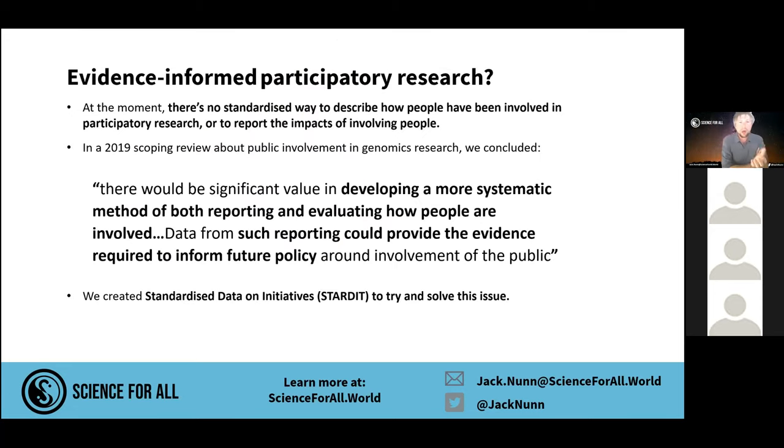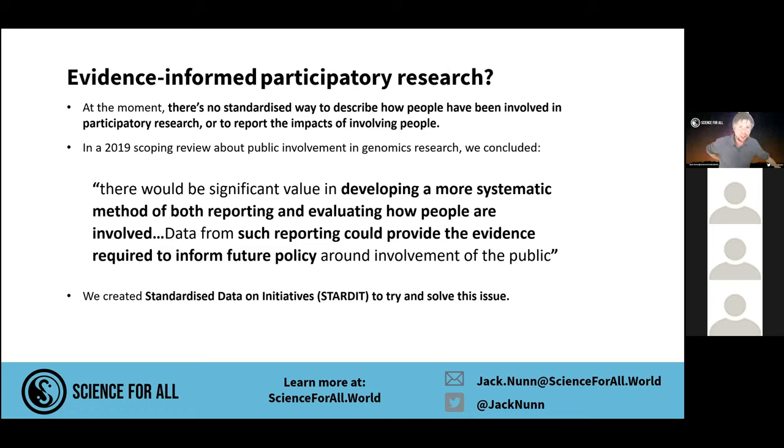So what I'm trying to do with my work, alongside many others, I hasten to add, is evidence-informed participatory research. So at the moment, there's no standardized way to describe how people have been involved in participatory research or citizen science, or to report the impacts of involving people.